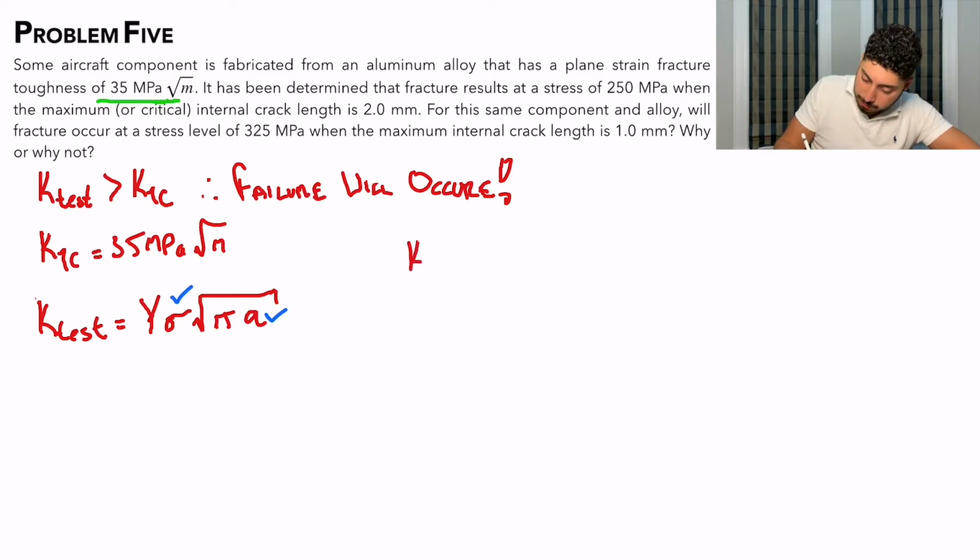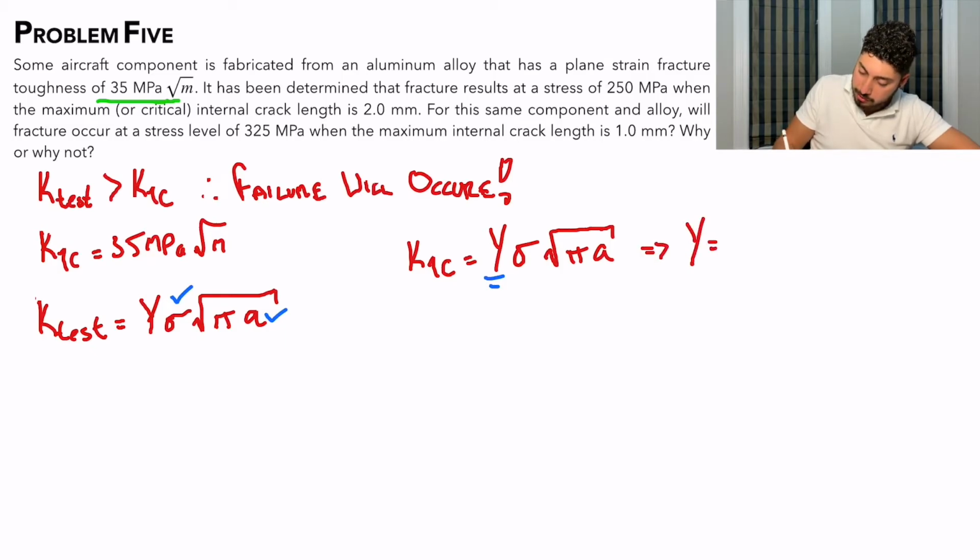So let's say that our plane strain fracture toughness is equal to our geometry factor times our stress times root pi times our crack length. Let's solve for our geometry factor. So we can say that our geometry factor is equal to our plane strain fracture toughness divided by our stress times root pi times our crack length. So now all we have to do is substitute our values.